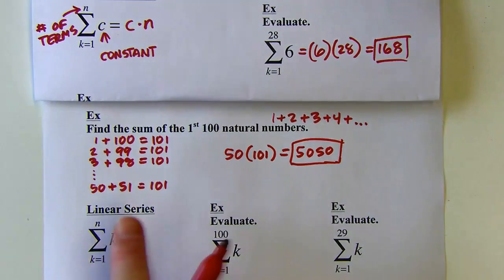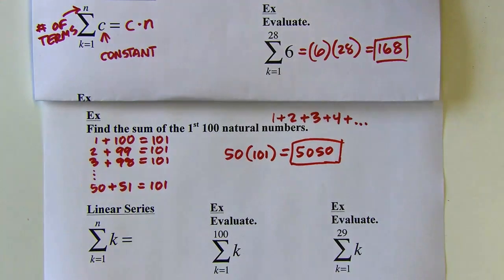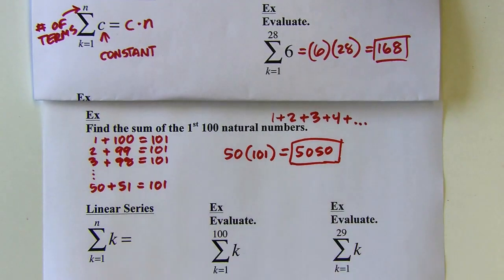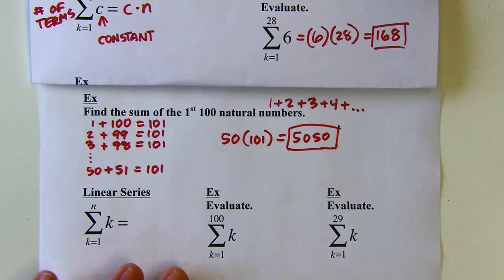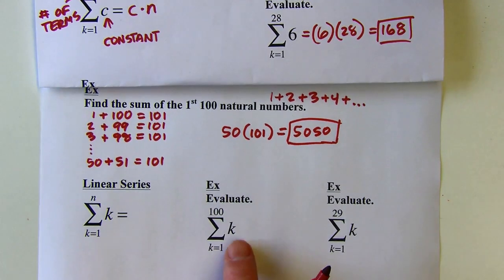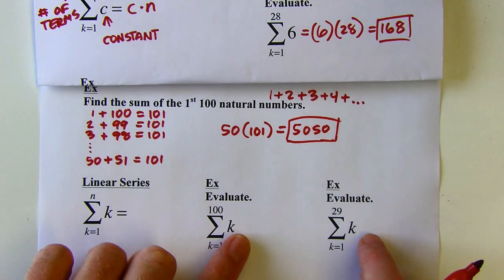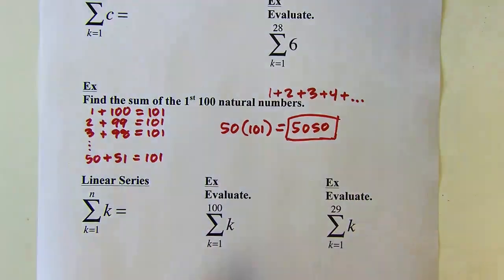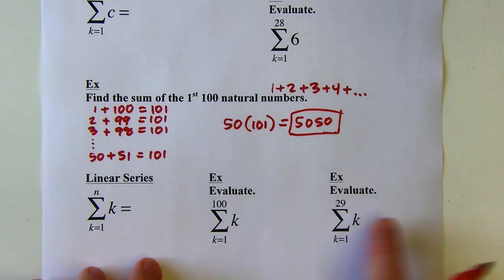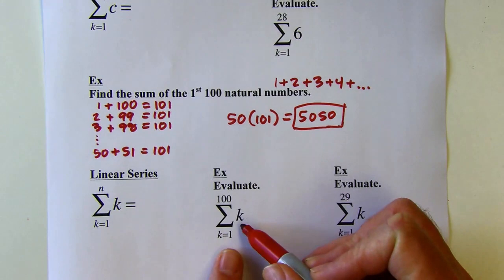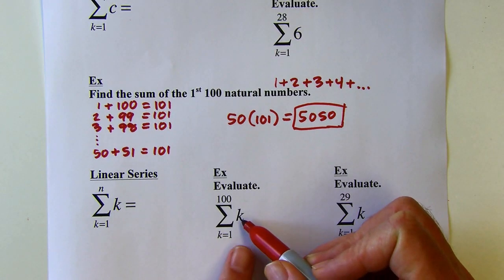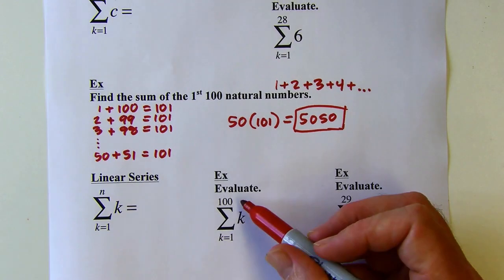Okay, but from this method, we get a formula for the sum of a linear series. Okay, so a linear series is when we just have a variable as our term builder part. Okay, so like in these two examples here, I just have k. So you could expand this out. This would be that series we were just talking about, right? It would be 1 plus 2 plus 3 all the way to 100.